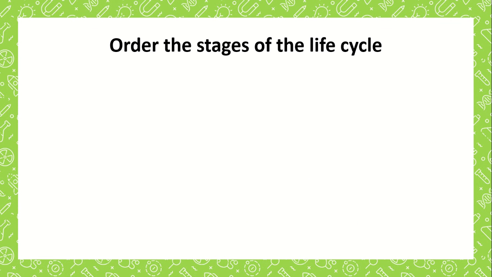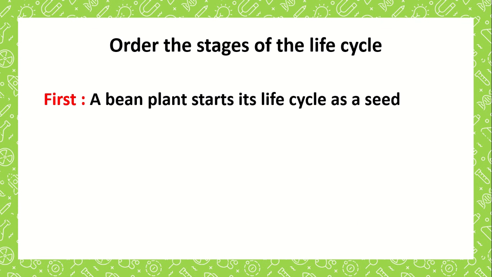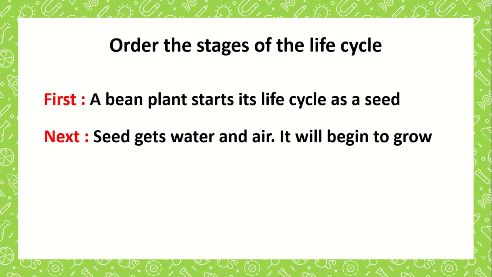Next, let's order the stages of the life cycle. First, a bean plant starts its life cycle as a seed. Next, when the seed gets water and air, it will begin to grow.